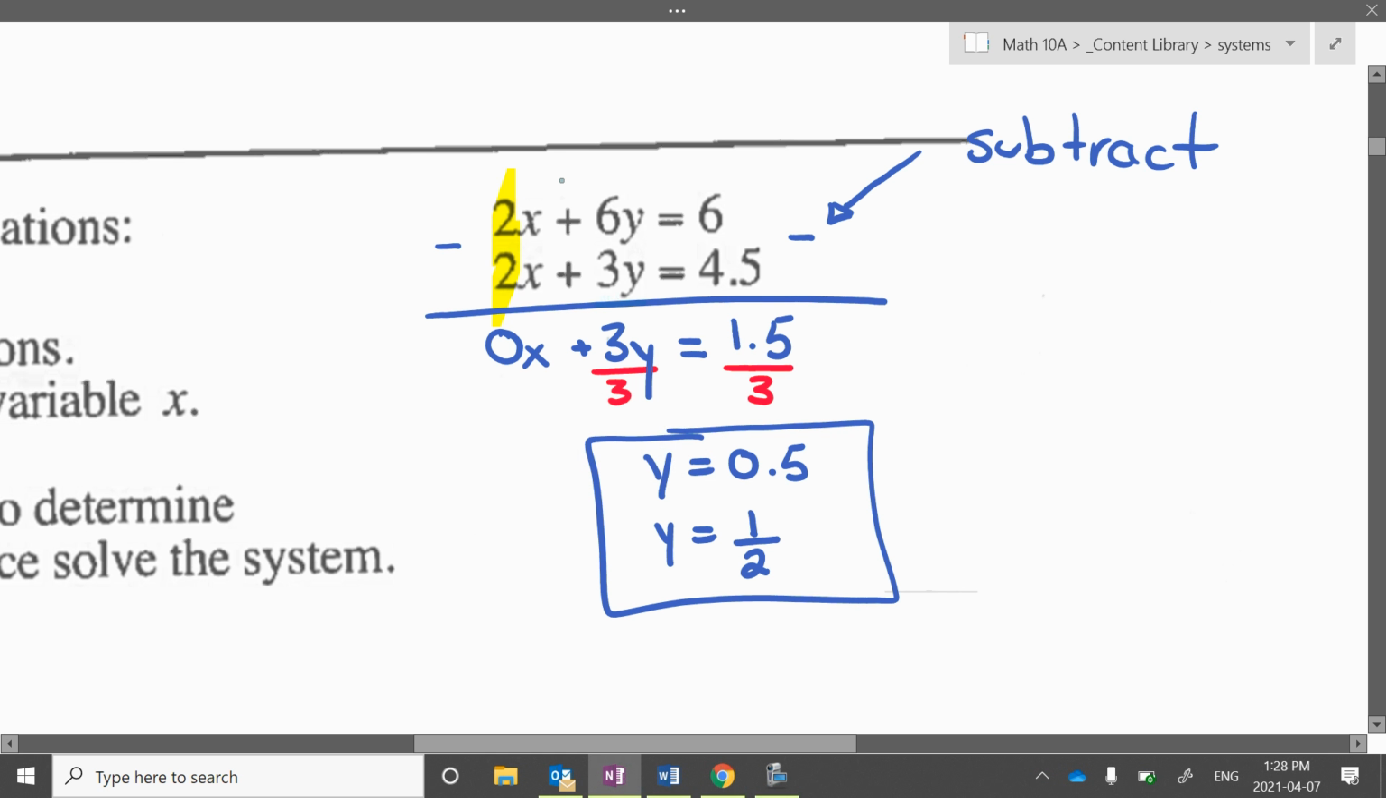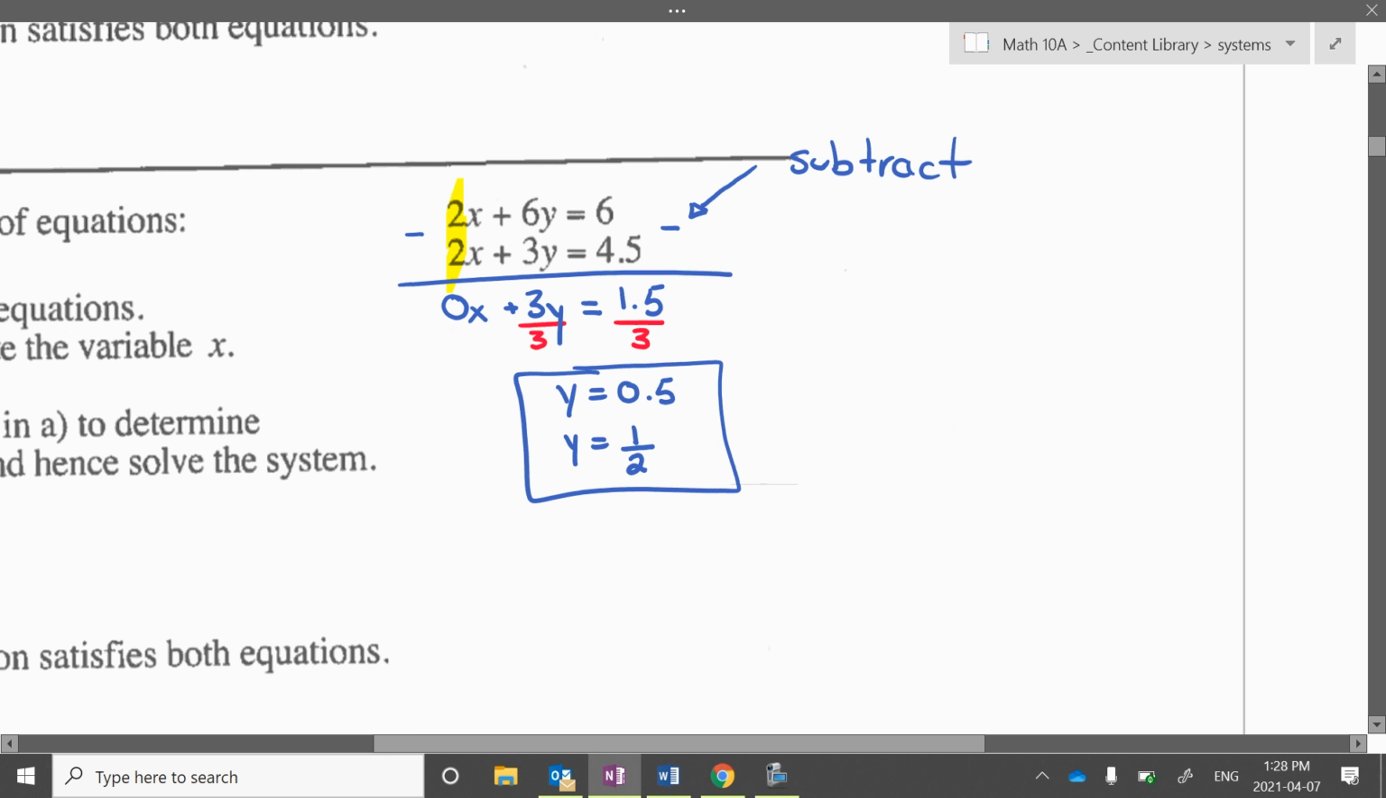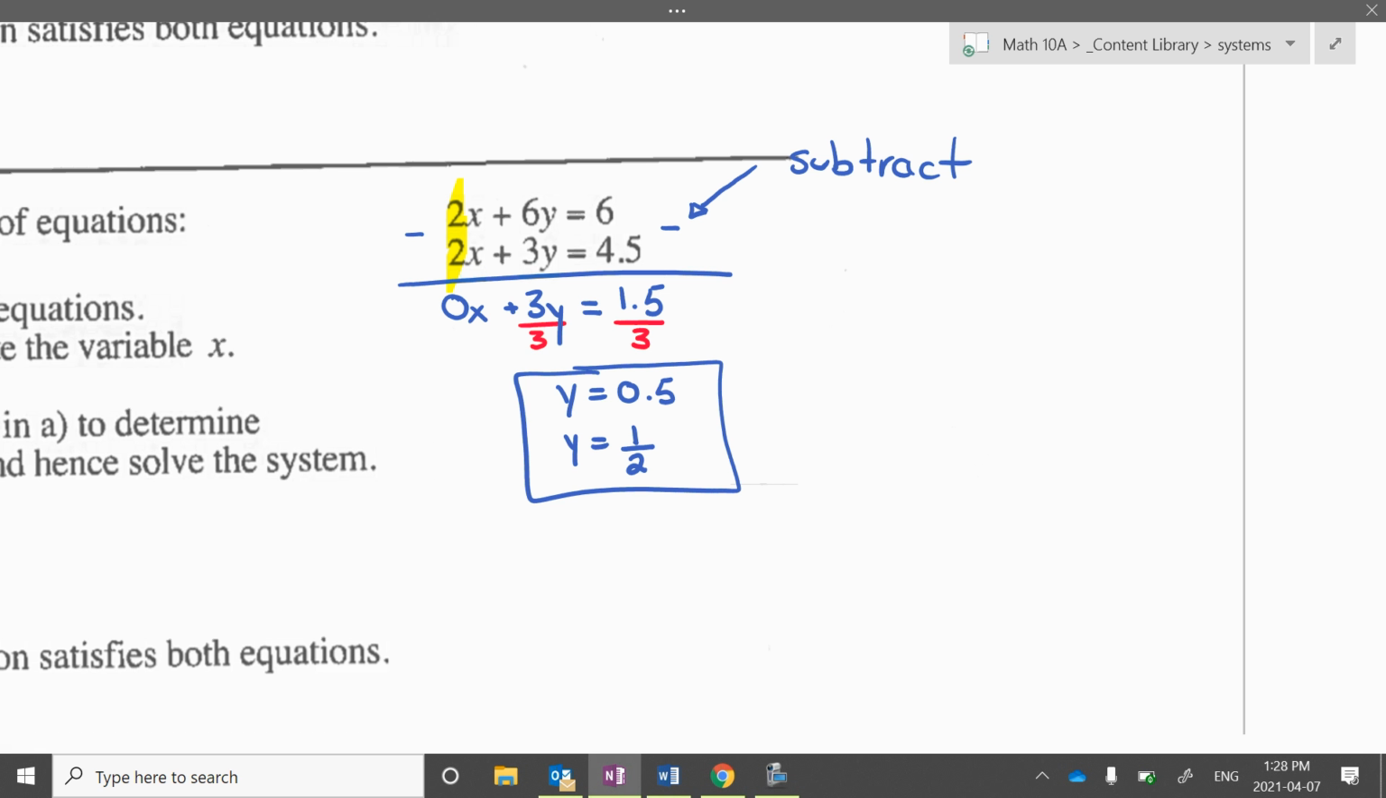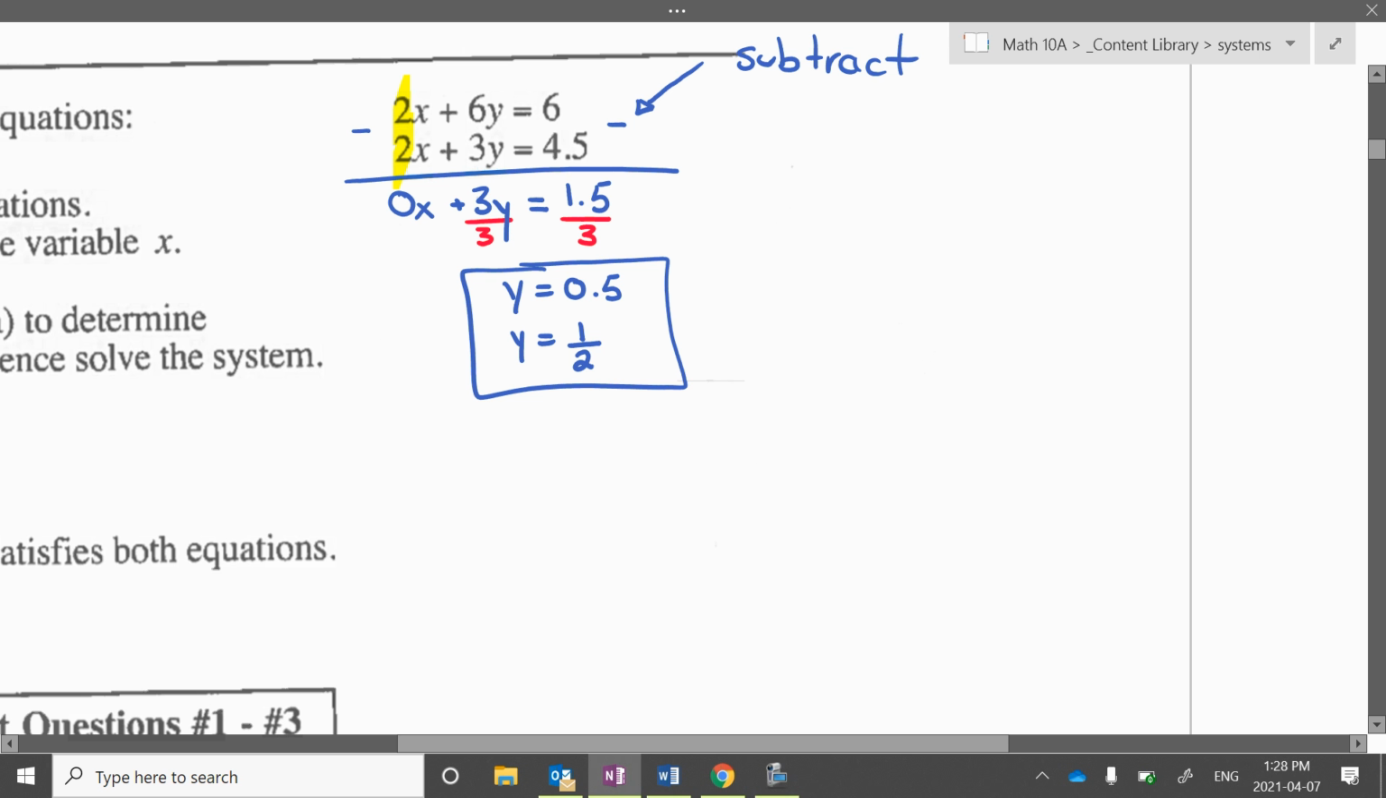Okay, so now we need to solve for x. You can plug y into either one. My second equation has a decimal. Much harder when there's a decimal there, right? So plug it into the first one. It's an easy decimal, but at the same time, this still makes your life a little bit easier. So 2x plus 6y equals 6.